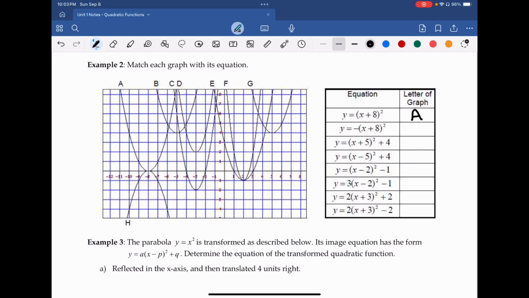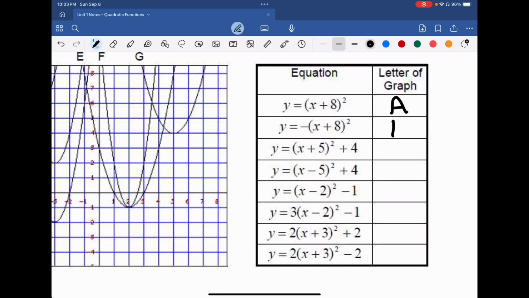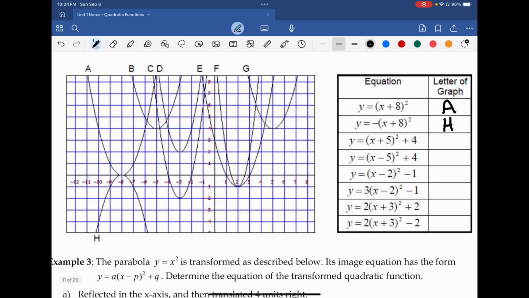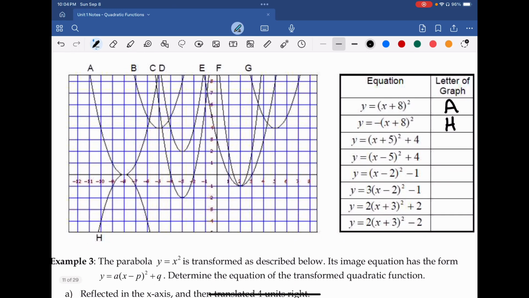Now, in the opposite case, we see that it's y equals -(x plus 8) squared. The horizontal translation is the exact same. We're still moving 8 units to the left, but what does that negative do again? It reflects it about the x-axis. And if we know that that's the case, there's only one option. It's H down here. So we're going to fill in that the graph is H.